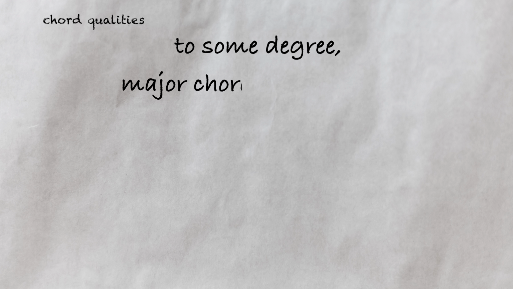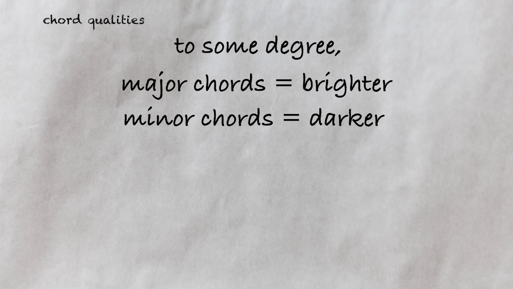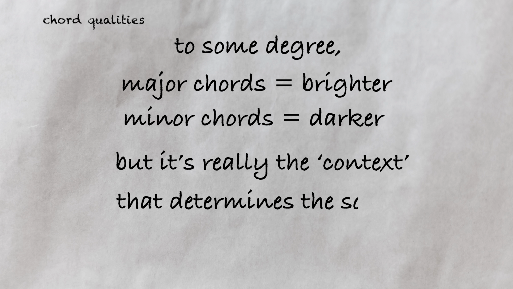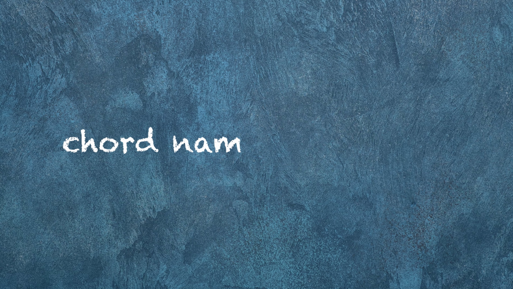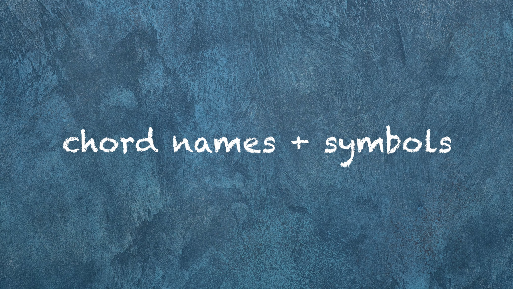It's a little oversimplified, but basically yes, major triads sound a little brighter or happier, and minor a little darker or sad, I guess. But we rarely hear just a lone triad, and so it's really their context, or what we might call their function, that determines how they sound. We'll get into that soon, but first, let's talk about chord names and symbols.